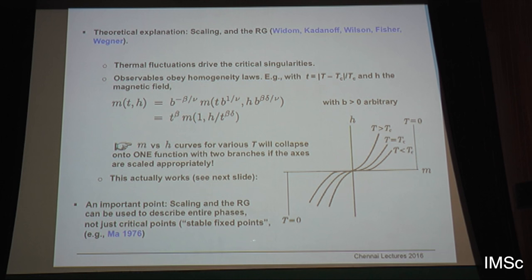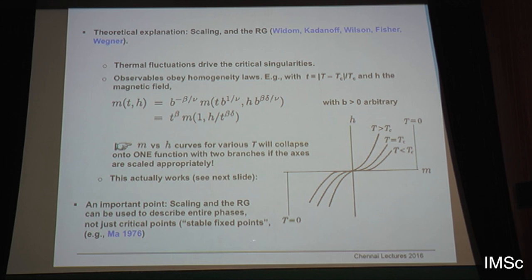Another point I want to make here, because I'll need that later on, is that the renormalization group is actually much more useful than just describing critical points and phase transitions. And that's something that's not as well appreciated as its utility for critical points. So it turns out one can use it to describe entire phases. There's a renormalization group fixed point, for instance, that describes the ferromagnetic phase. Okay? And another one that describes the paramagnetic phase. So these are called stable fixed points as opposed to critical fixed points. And I'll come back to that later on when we talk about Fermi liquids and what they do in conjunction with metallic magnets. And that issue is, for instance, discussed in the book by Shang-keng Ma, which is very nice.